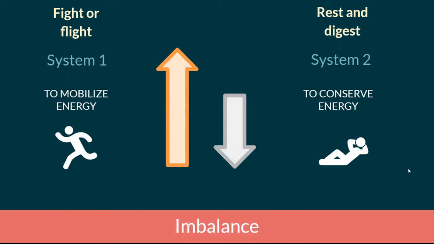But what happens in chronic stress, in the state of imbalance? What happens if we are constantly stressed? This is referred to as chronic stress. With chronic stress, we feel constantly stressed. We have too much stress, so our stress response is activated too often and for too long.